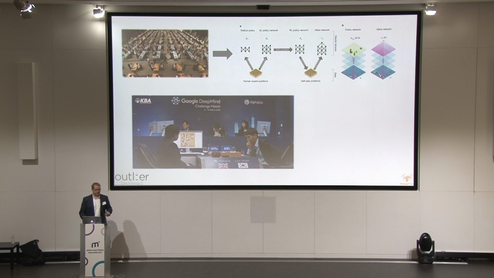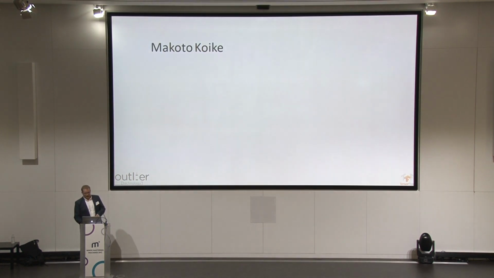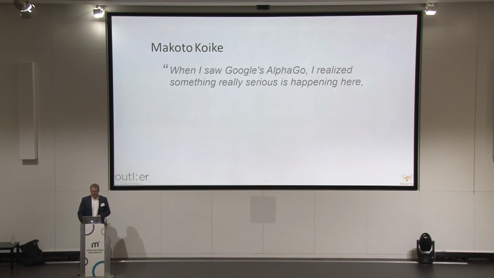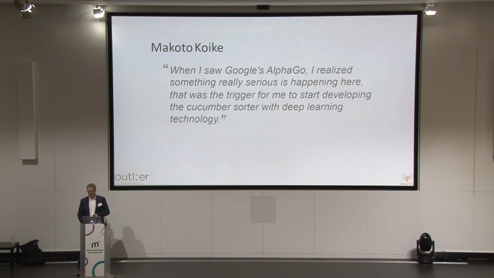So all of that's very interesting, but it's not necessarily reflective of the types of problems, certainly that I have to solve on a daily basis. So the next example starts with quite an intriguing quote that I saw from an embedded systems engineer called Makoto Koike. And he said, "When I saw Google's AlphaGo, I realized something serious is happening here. And that was the trigger for me to start developing the cucumber sorter with deep learning technology."